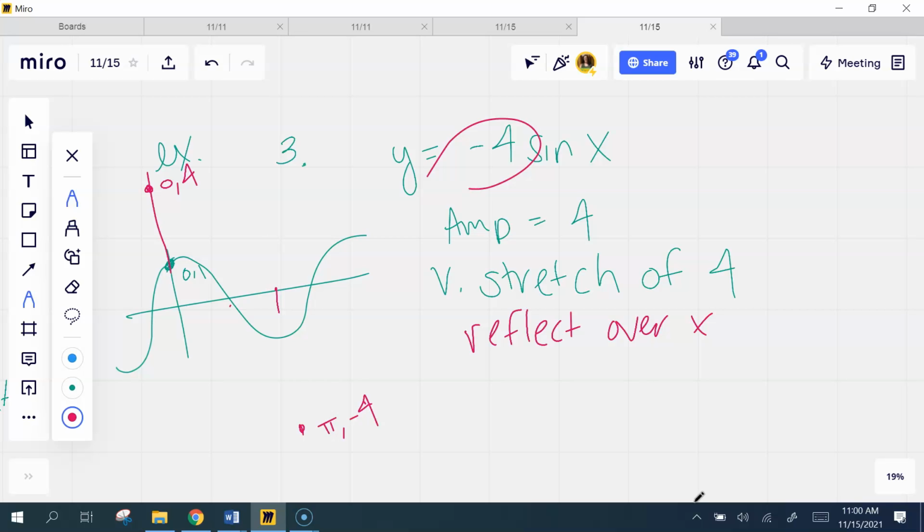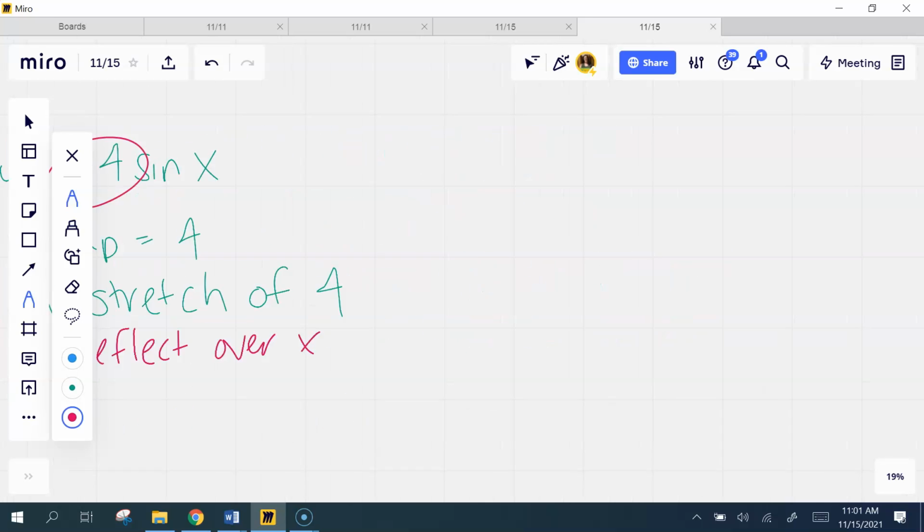What were you fixing to ask, Kirsten? Stretch it first, then reflect it. All right. How about number 11? Yes.